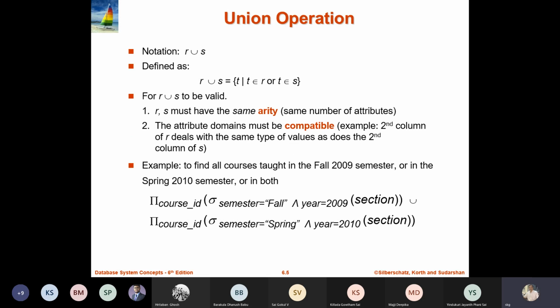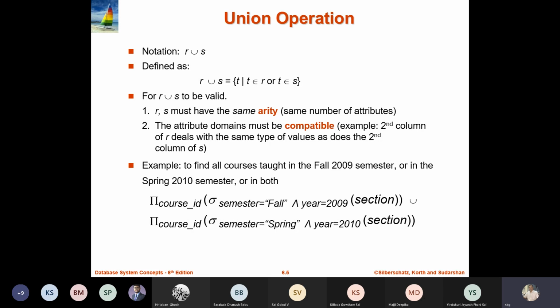Another important operation is the union. It is defined as R union S, those tuples t where t belongs to R or t belongs to S. For R union S to be valid, R and S must be of the same arity, the same number of attributes, and also the attribute domains must be compatible, so that the domain of one is compatible with the domain of the other.